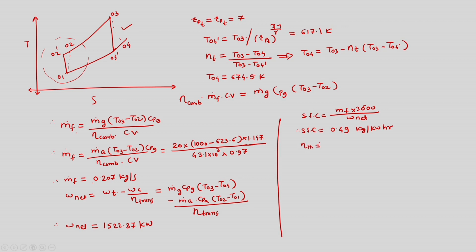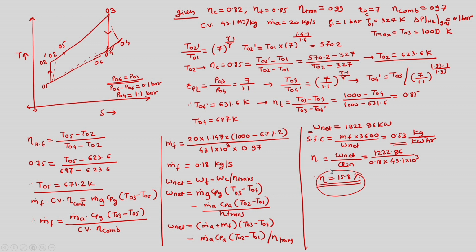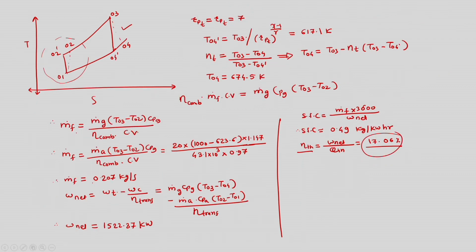We can calculate thermal efficiency of cycle as W net divided by Q in. W net is calculated, Q in is mass flow rate of fuel into calorific value, and this will turn out to be 17.06%. This example tells us a few things. We have solved with regenerator, where we had implemented heat exchanger, and we know that heat exchanger is generally implemented for increasing efficiency, since it reduces the external heat addition. But we can see here that efficiency with regenerator was coming out to be 15.8, and without regenerator was coming out to be 17.06, which is more.